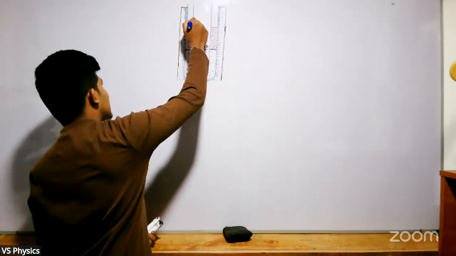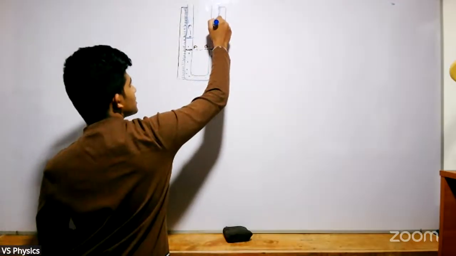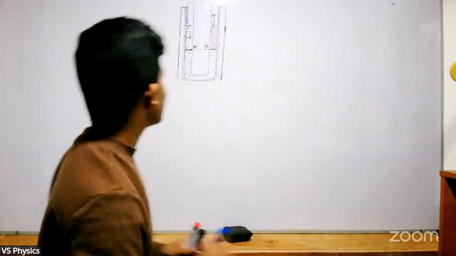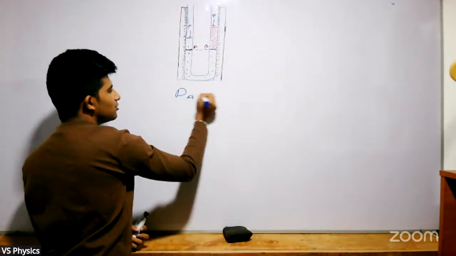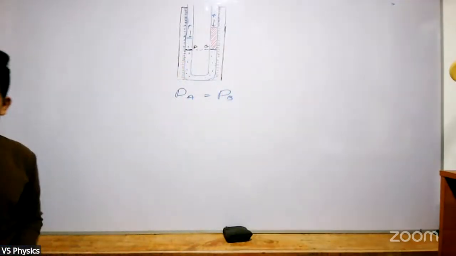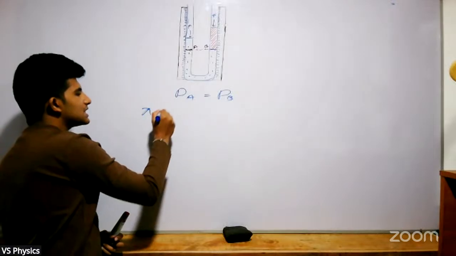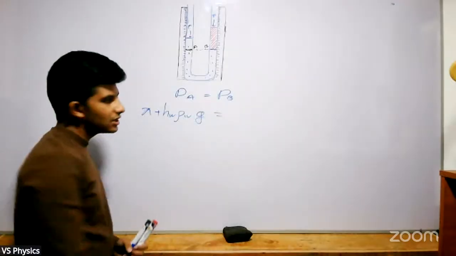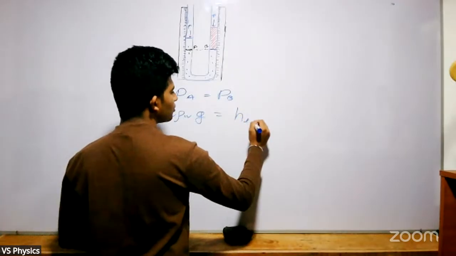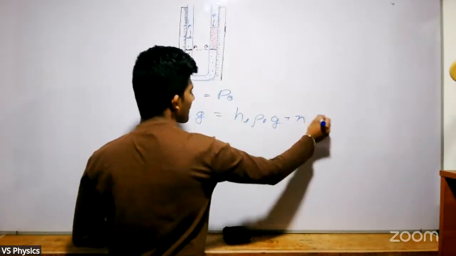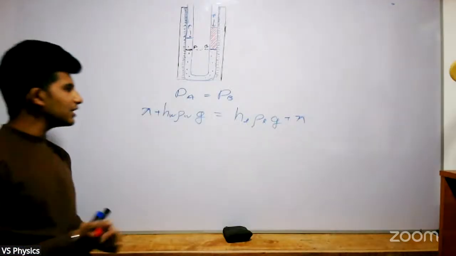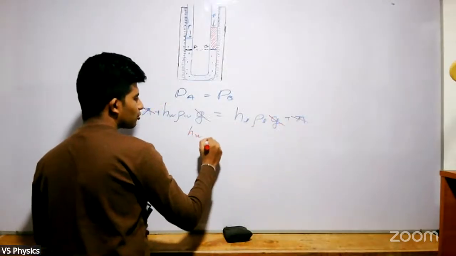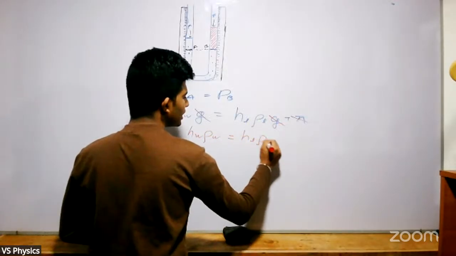First of all, let's take atmospheric pressure as P. Pressure at A is equal to pressure at B. Then we can write P plus h water, rho water, g is equal to h liquid, rho liquid, g plus P. Next, we can cancel off P and g, and we are left with h water, rho water is equal to h liquid, rho liquid.